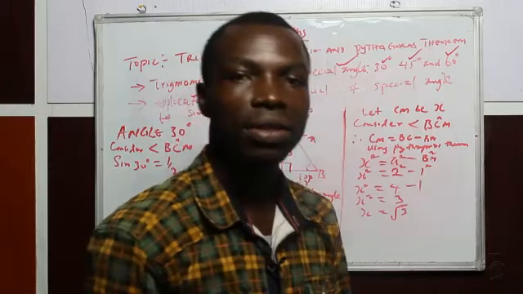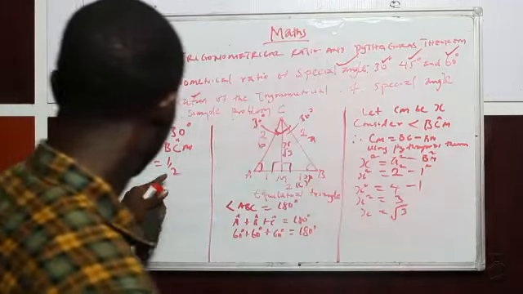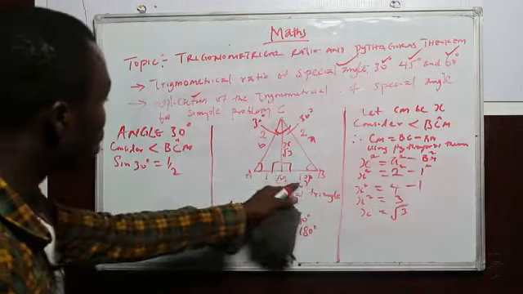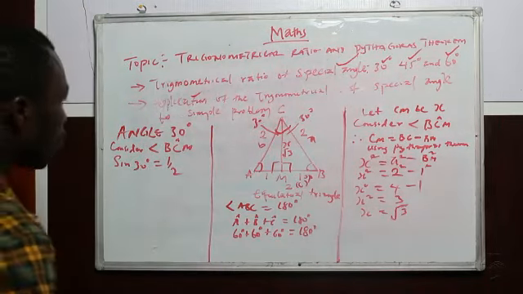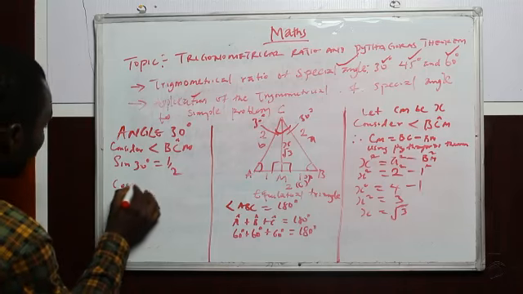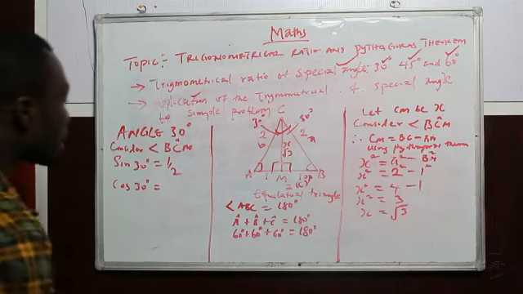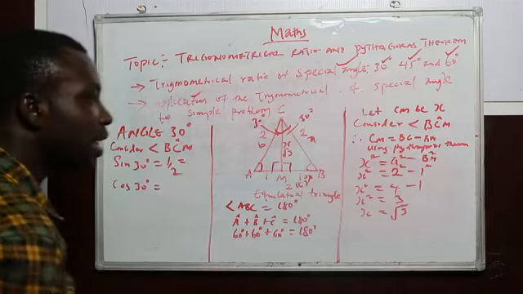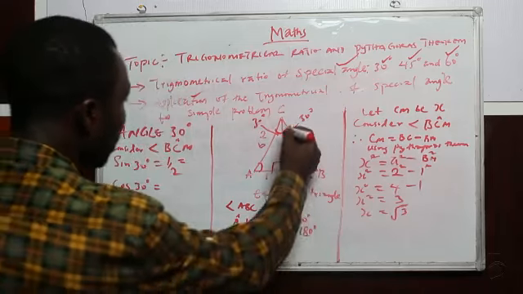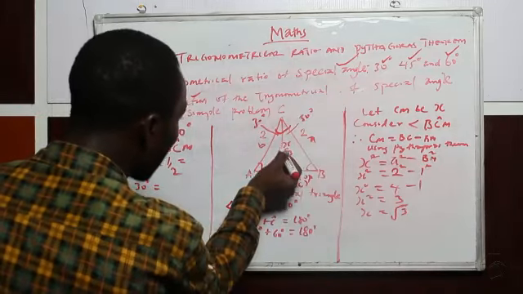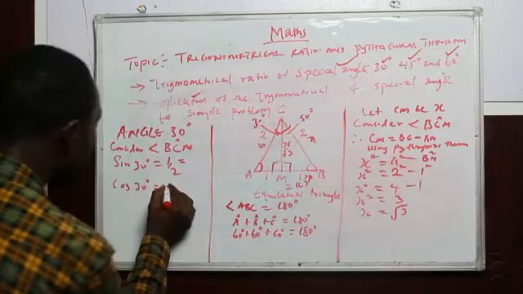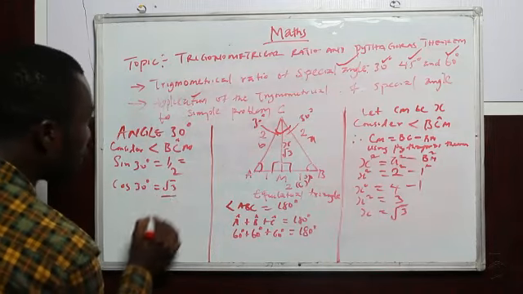What is sine 30 degrees? It is going to give you half, which is correct as half. That is 1 over 2. Also, let's look at cos 30 degrees. Cos 30 degrees means adjacent over hypotenuse. Now, this is our opposite side.